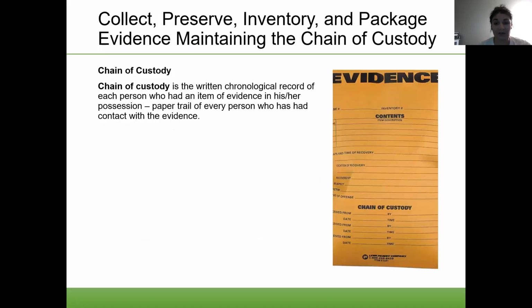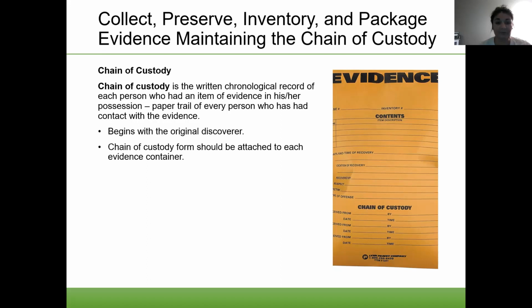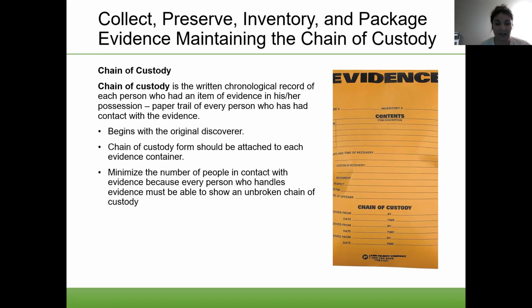So, chain of custody, we hear it all the time. It's the written chronological record of each person who had an item of evidence in his or her possession. It's the paper trail of every person who has had contact with the evidence. It begins with the original discoverer. The chain of custody should be attached to each evidence container. This minimizes the number of people in contact with evidence, because every person who handles evidence must be able to show an unbroken chain of custody.